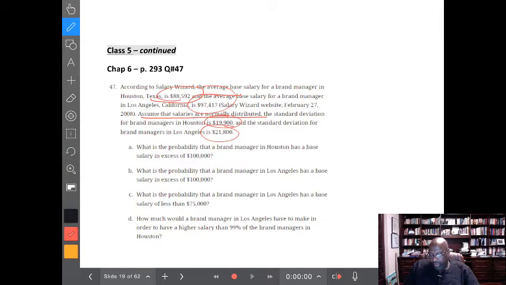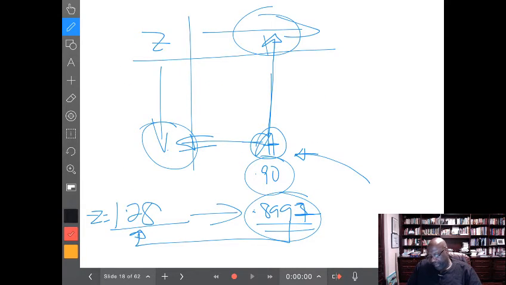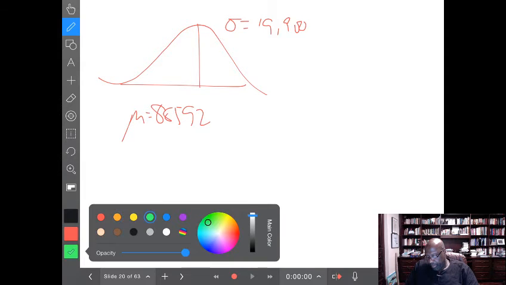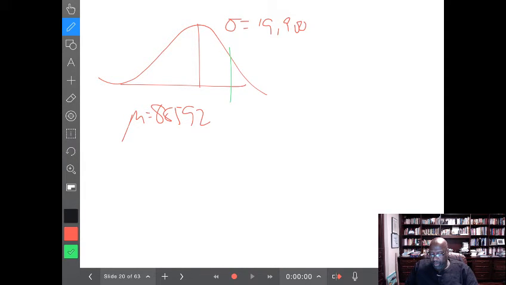Let me go back again and just see the values. So for Houston, it's 88,592, and a standard deviation of 19.9. So 88,592 is the mean, and the standard deviation is 19,900. We want to know what's the probability that a randomly chosen brand manager will have a base salary in excess of 100,000. So since the mean is 88,000, 100,000 would be beyond this value right here. So this is 100,000.